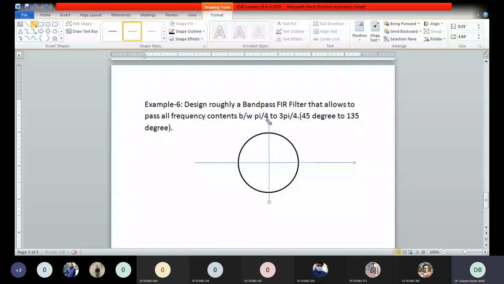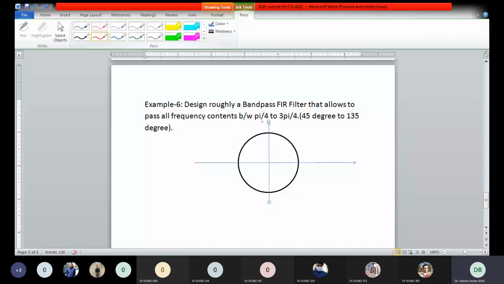So pi by 4 to 3 pi by 4. You just need to draw this point as pi by 4 and this point as 3 pi by 4. Between these, the content passes, and the rest of the content gets blocked. So it's blocking low frequency, it's blocking high frequency, and like this. So this is omega equal to pi by 4 and this is omega equal to 3 pi by 4.